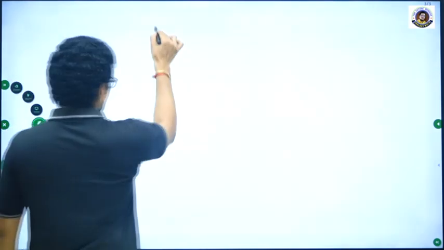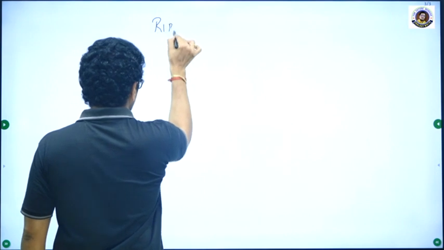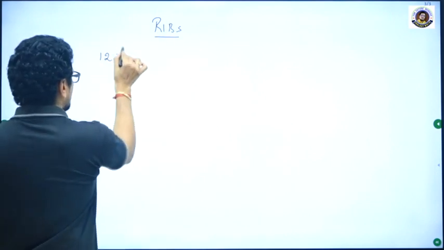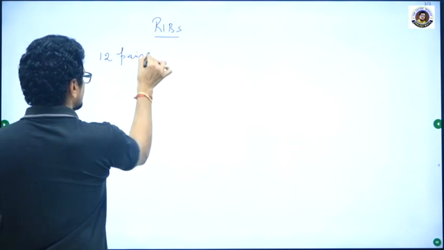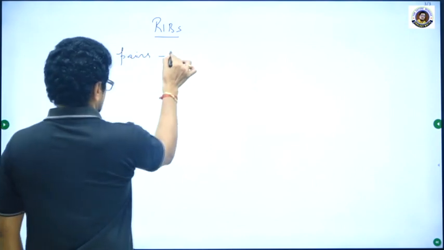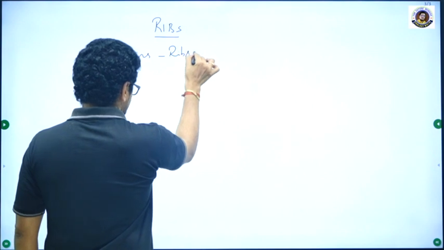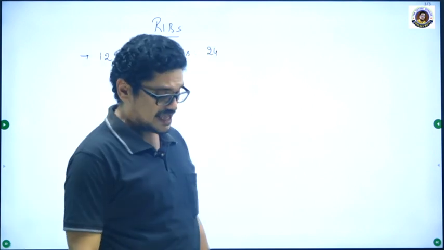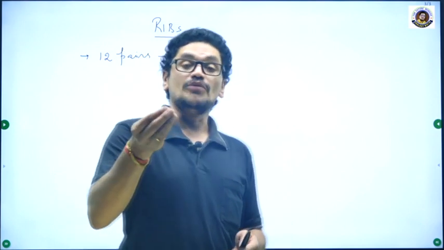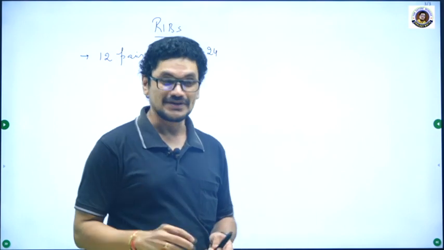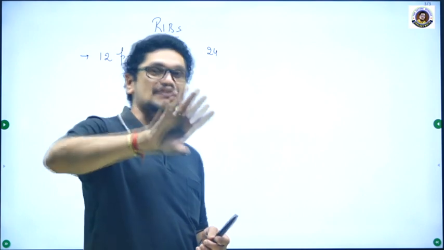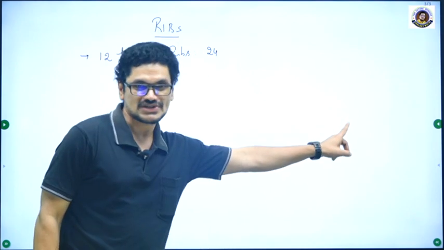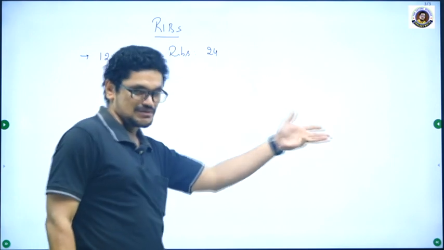How many ribs are present in the human being? My dear friends, 12 pairs of ribs are present in human beings. It means the number is 24. So, in the examination, sometimes they will ask how many ribs are present, or they may ask how many pairs of ribs are present in the human skeleton, or human skeletal system.